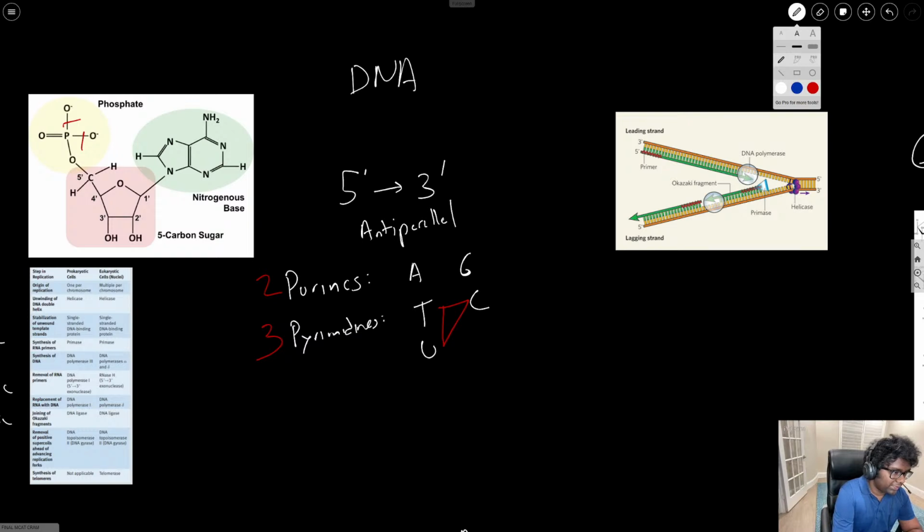I'd like to point out that these bond with triple bonds, these bond with double bonds. I'll do that in blue. And this is pretty obvious, like we've been through this so many times. Uracil is only present in RNA, thymine is present in DNA.